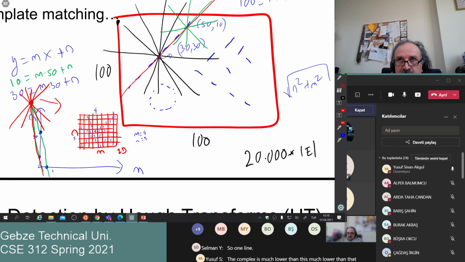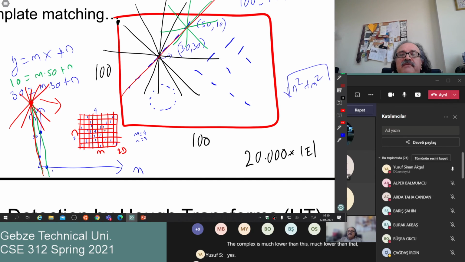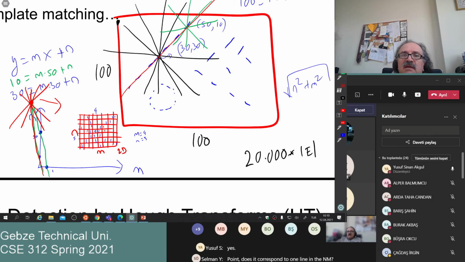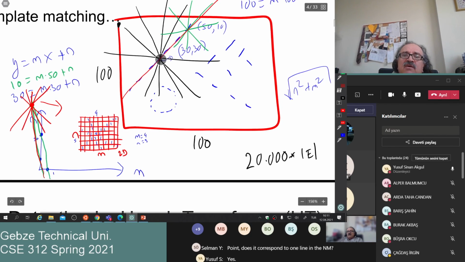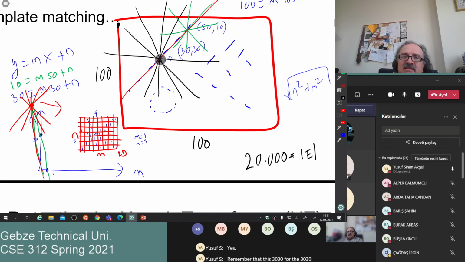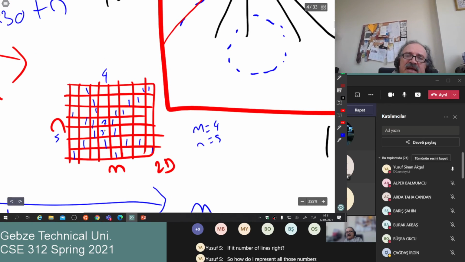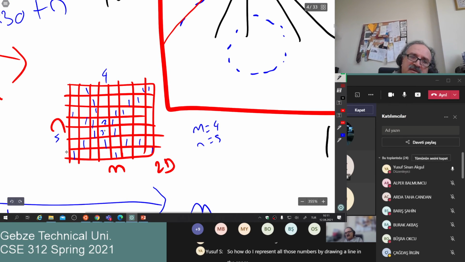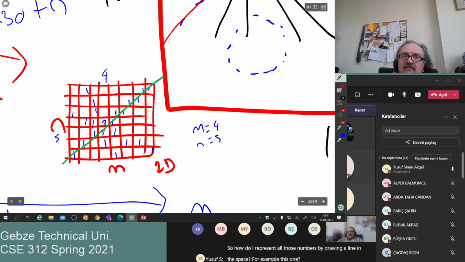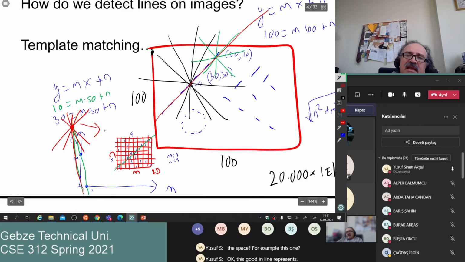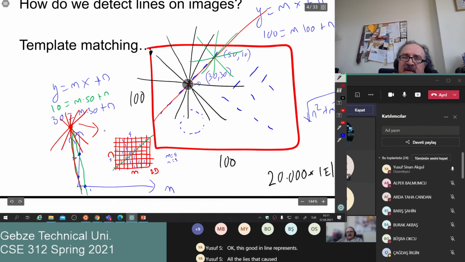Yes? I didn't get that. So why does one edge point correspond to one line in the NM space? Yes. Remember this 30-30? For the 30-30, how many lines are there? An infinite number of lines, right? So how do I represent all those lines? By drawing a line in the space, for example, this one. Okay, this green line represents all the lines that go through 30-30 in my XY space.